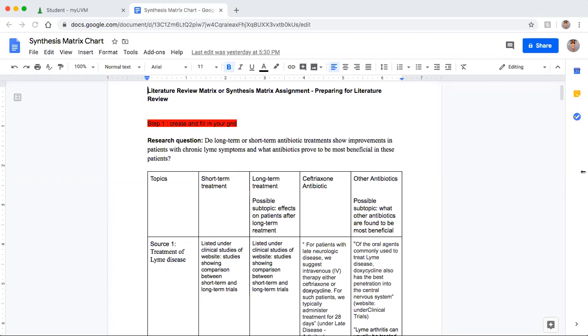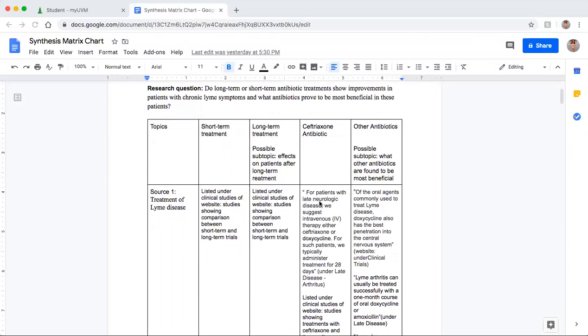I'm about to talk about my synthesis matrix for this assignment. I broke up my literature review into 4 topics. I chose short-term treatment, long-term treatment, Ceftriaxone antibiotic, which was probably the most common antibiotic that I had found in lots of the articles that I looked at. And then my last topic is just other antibiotics that were relevant in the studies that also played a role in what the researchers were looking at in terms of treatment for patients with Lyme disease and with chronic Lyme.